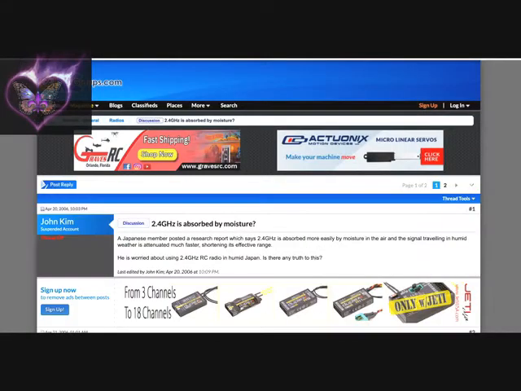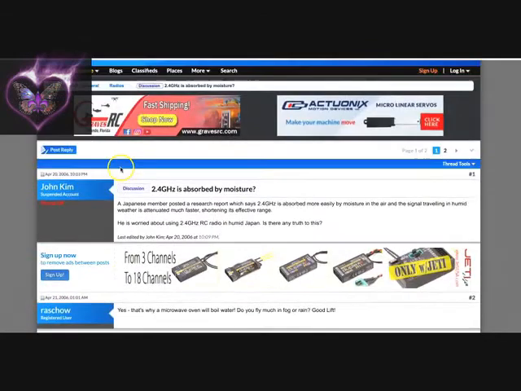10 gigahertz, 20 gigahertz, 30 gigahertz, 60 gigahertz have been evaluated. Okay, all right, 2.4 gigahertz is absorbed by moisture. A Japanese member posted a research report which says 2.4 gigahertz is absorbed more easily by moisture in the air, and the signal traveling in humid weather is attenuated much faster, shortening its effective range. He's worried about using 2.4 gigahertz RC radio in humid Japan. Is there any truth to this?